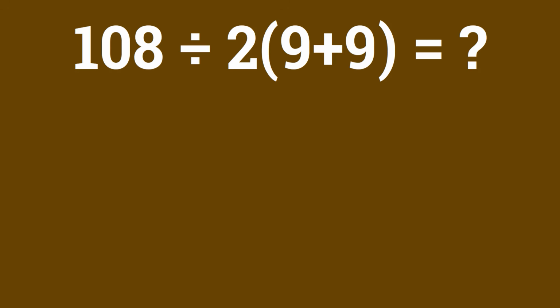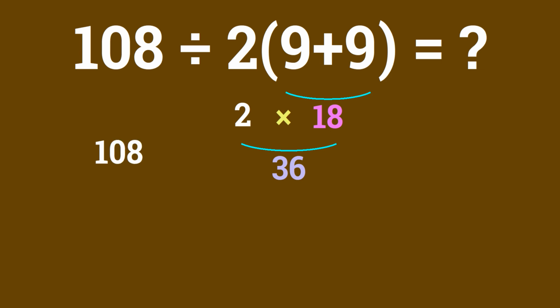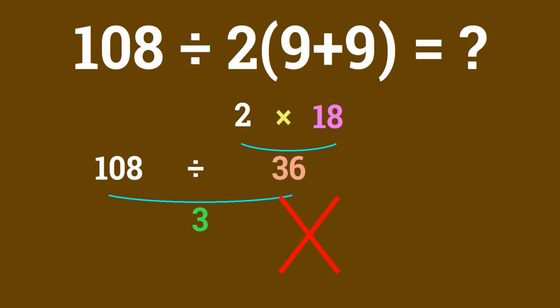9 plus 9 gives us 18, and 2 times 18 gives us 36. So 108 divided by 36 is just 3. But this answer is not correct, because according to the order of operations, first we have to do parentheses, then exponents, then multiplication or division, and then finally addition or subtraction.